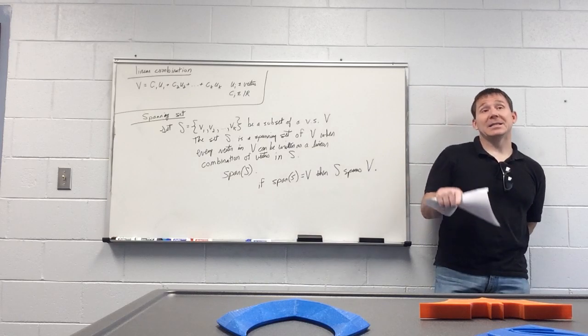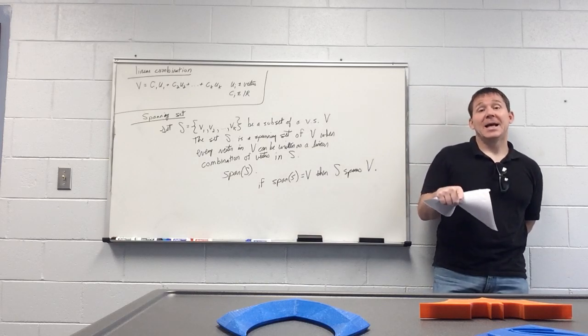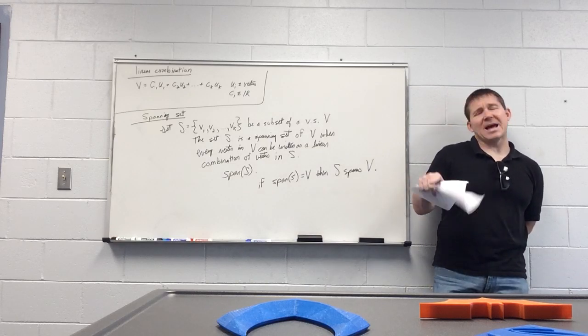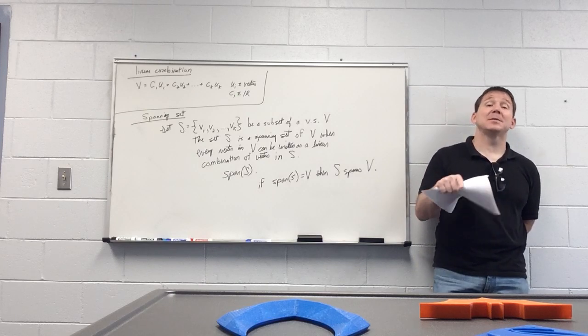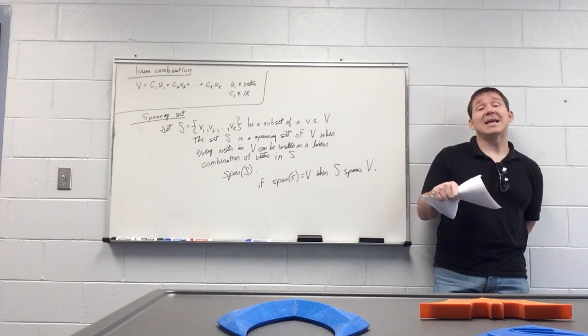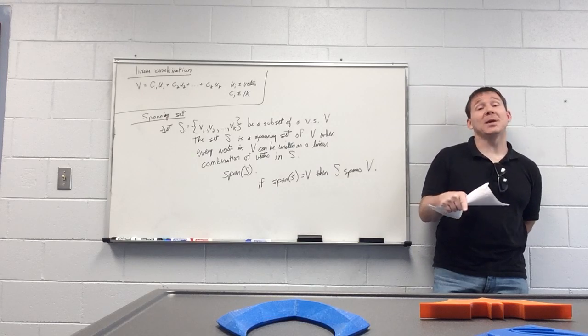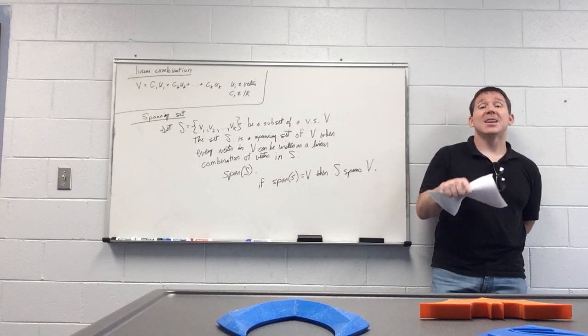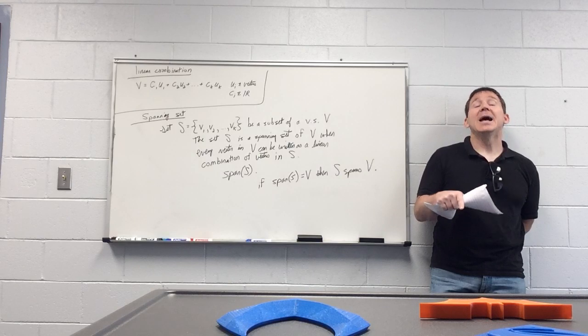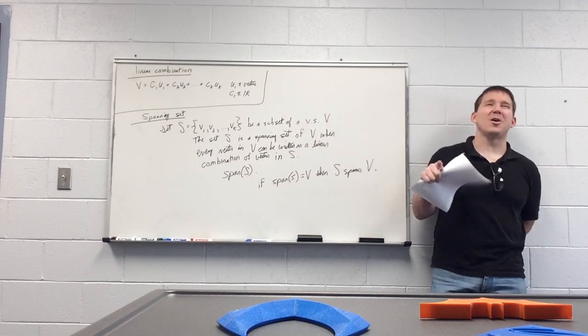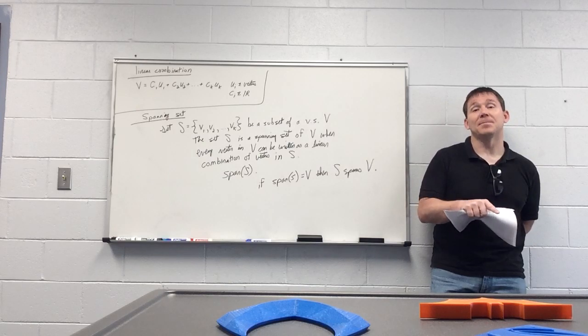So the idea is we have a vector space, and that vector space is composed of a bunch of vectors. Then we take a subset of V, some of the vectors, and we look at all the linear combinations we can create from those vectors. That's called the span of S. And the question then becomes, does the span of S encompass all of V or just some of V?